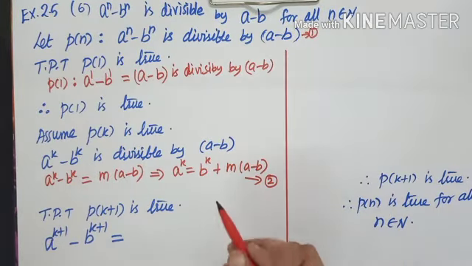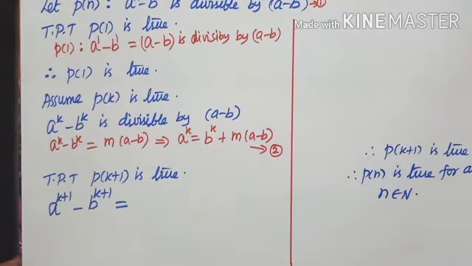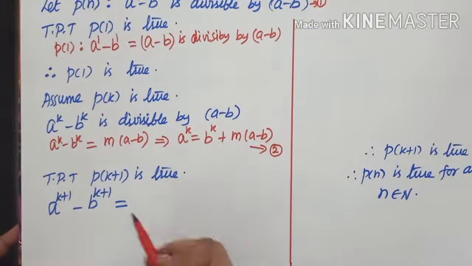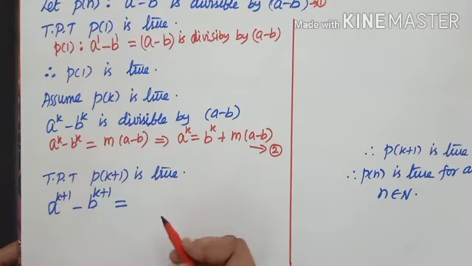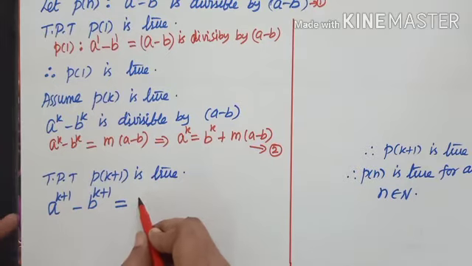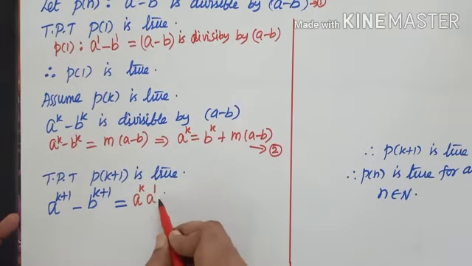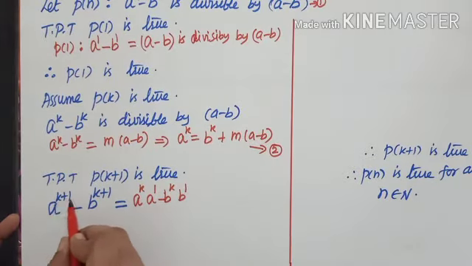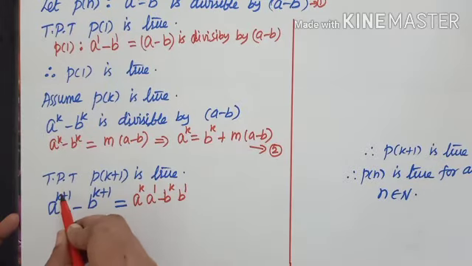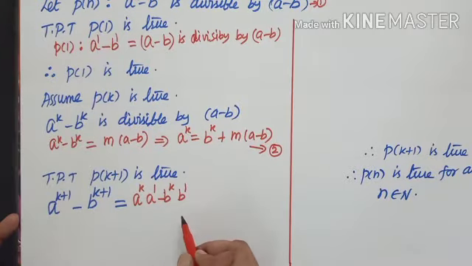We will use this in the next step. What is my next step? To prove that P of k plus 1 is true. Wherever k is coming, put k plus 1. How to split it? a power k, a power 1, minus b power k, b power 1. So, whenever you have two terms in the power, split it. a power k, a power 1, b power k, b power 1.